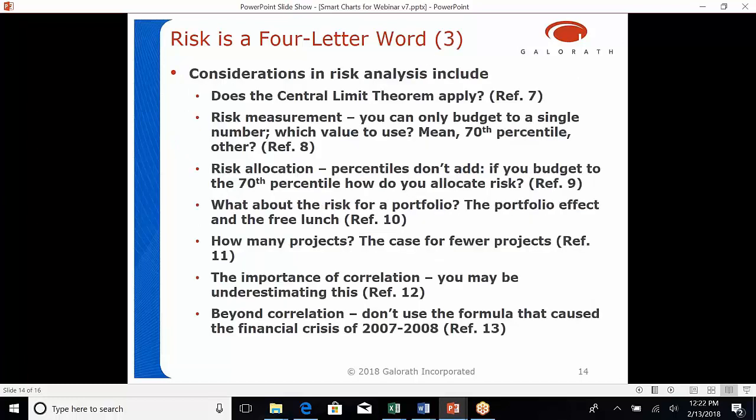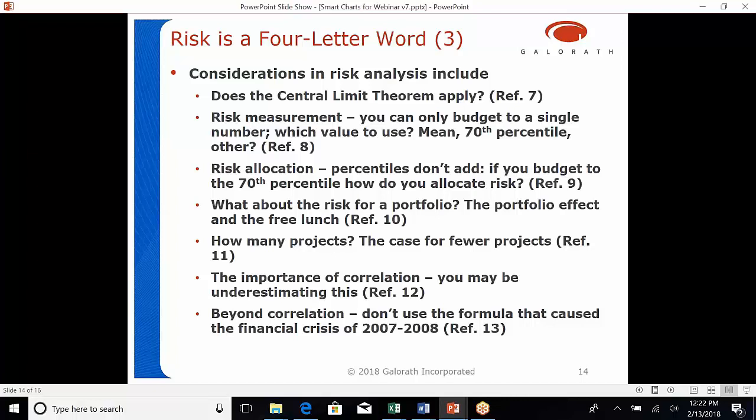So other considerations in risk include the normal distribution. Does the central limit theorem apply to cost estimating? It's a very famous theorem in statistics, and involves the normal distribution. Can we use the normal distribution? That's a concept and a distribution that we all learned when we took statistics in college. And it turns out that I've done some work on this, that the central limit theorem is not really that applicable to cost estimating, so we can't really use the normal distribution.